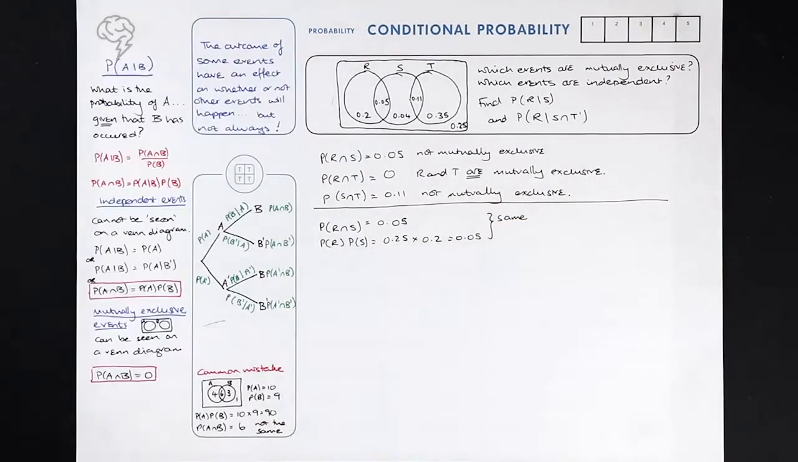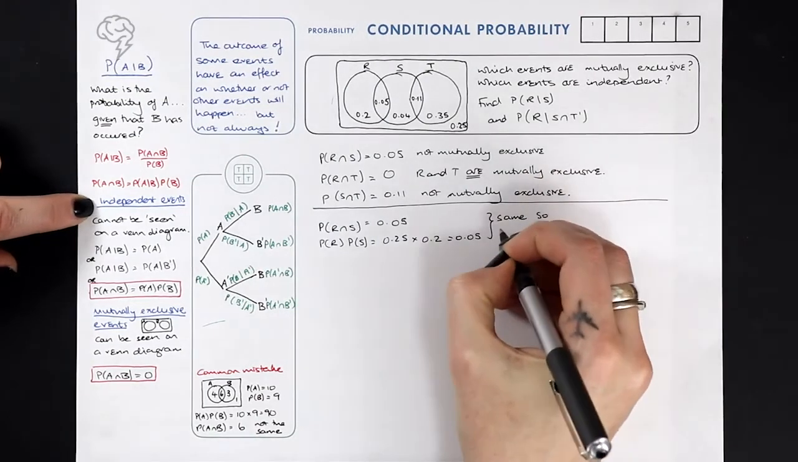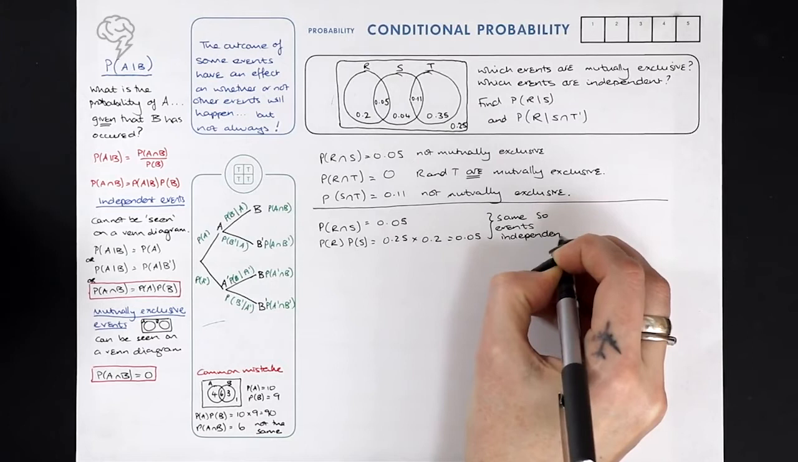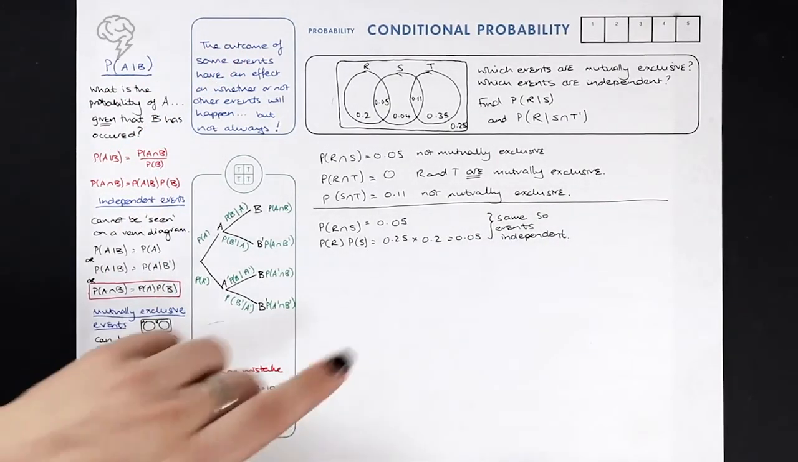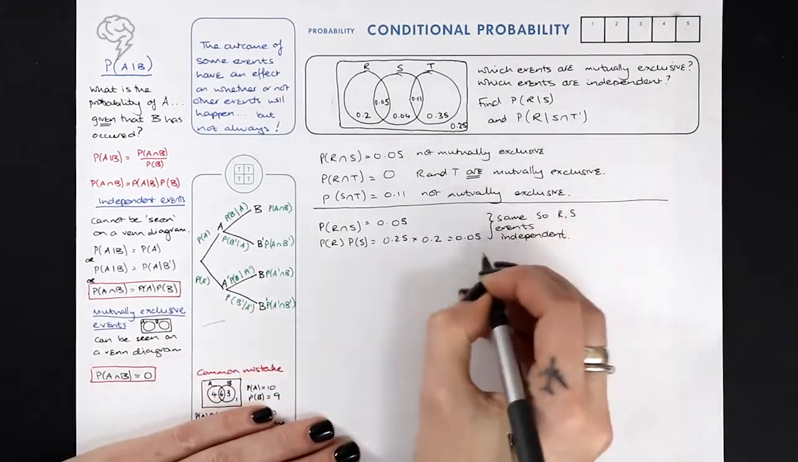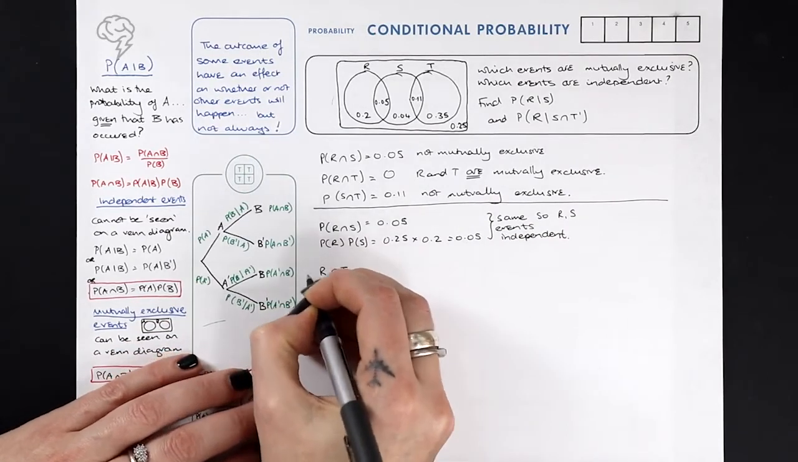If they're the same, that means that the events are independent. You can remember it maybe the other way around. Different, dependent. Different, dependent. Same, independent. So R and S events are independent. Right, let's try another one. Let's try R and T.